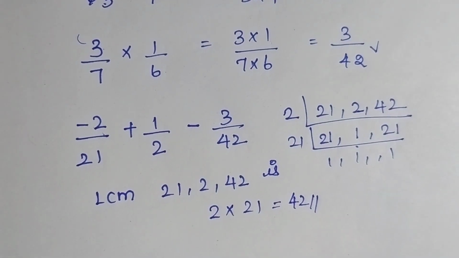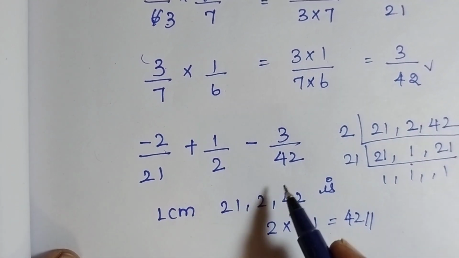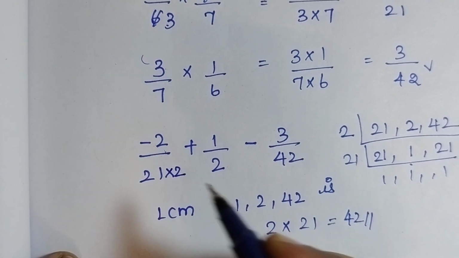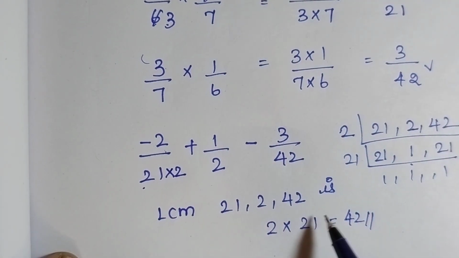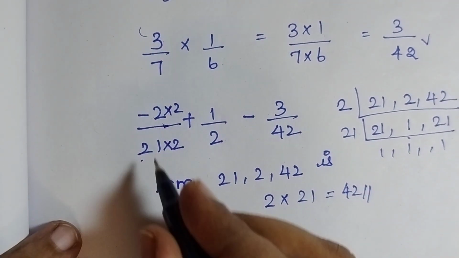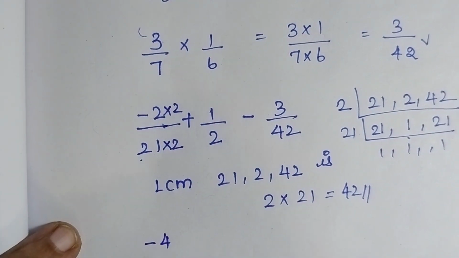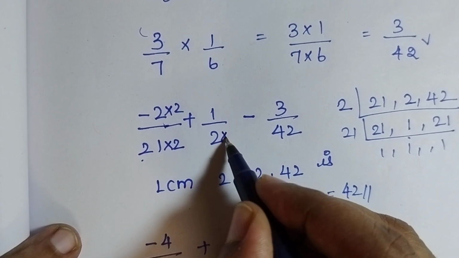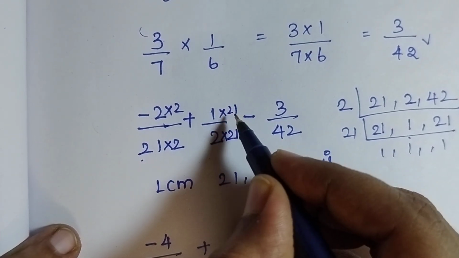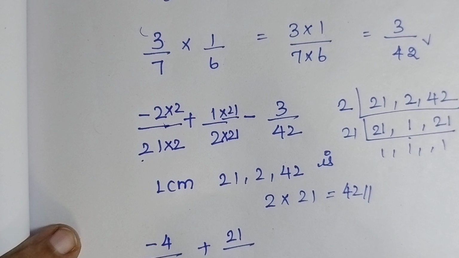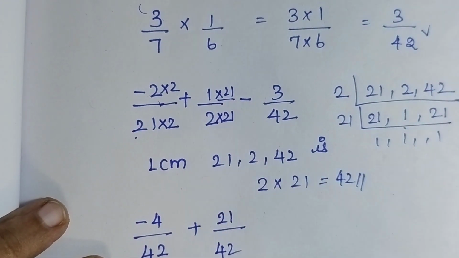Here the LCM is 42. So in order to make the denominators equal, when will we get 42 from 21? If it is multiplied by 2, I'll get 42. 21 into 2 is 42. So I'm going to multiply 2 in numerator and denominator. So this becomes minus 2 into 2, minus 4, divided by 42. Next, here 2 is there. When will I get 42? If I multiply by 21 in denominator and numerator, I will get 42 here. So here it is 21 divided by 42. Here 42 is already there, so there is no change. Just write it as it is.